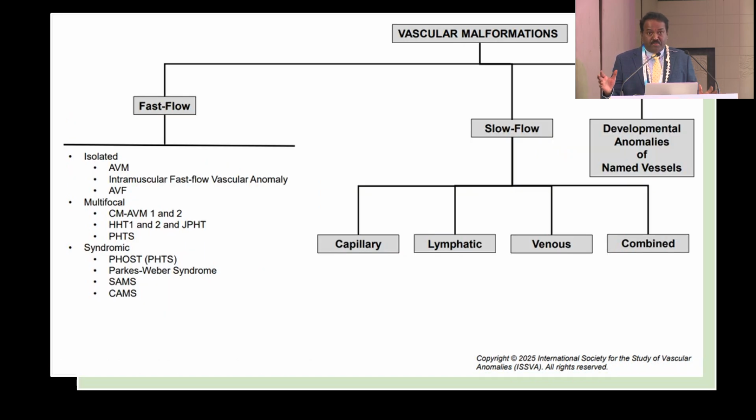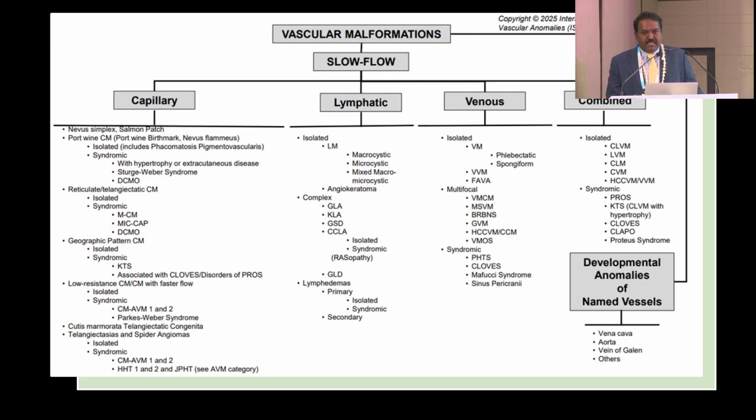And the vascular malformation again is divided into fast flow and slow flow. The fast flow can be an isolated AVM or multifocal AVMs, or it can be associated with syndromes, what we call syndromic AVMs. The slow flow ones are again further divided into capillary malformation, lymphatic, and venous, and a combination of all three. So the combination depends upon what is in it.